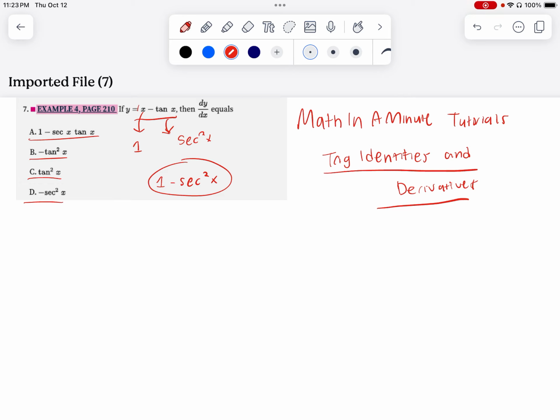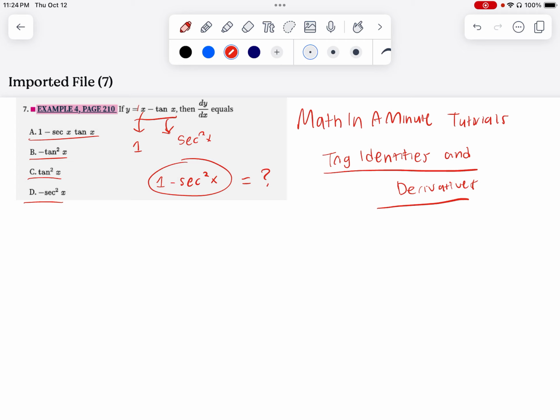So how do I find this? There is a neat trick that we can use to find an equivalent version of the answer we just got. Although this is the derivative of x minus tangent x, we have to find an equivalent version because I guess they just don't like to keep things simple.